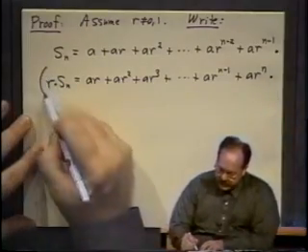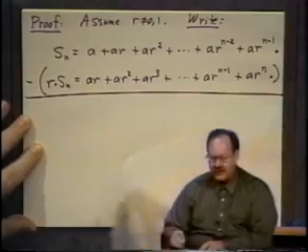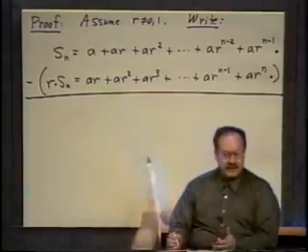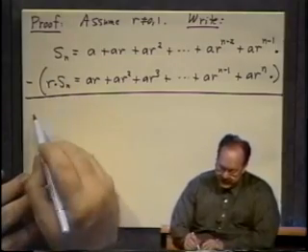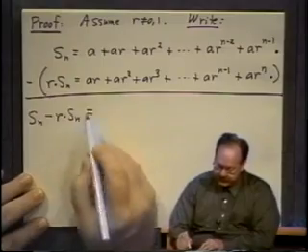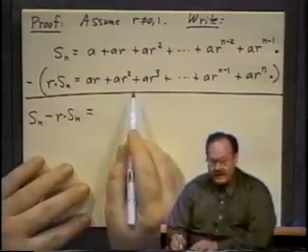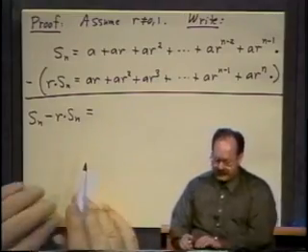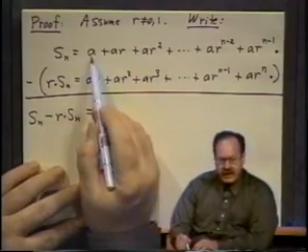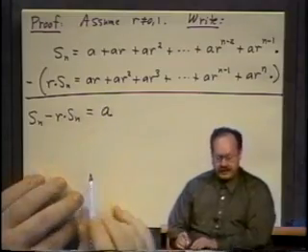Now what I want to do is take this second row and subtract it from the first one. These are two finite numbers. I can do that. On the left, I get S sub n minus r times S sub n. So I just took these two and subtracted, just wrote it down. What happens on the right? Well, a very nice thing happens. First of all, there's an a up here, but there's no a down here. So the a will not be subtracted away.